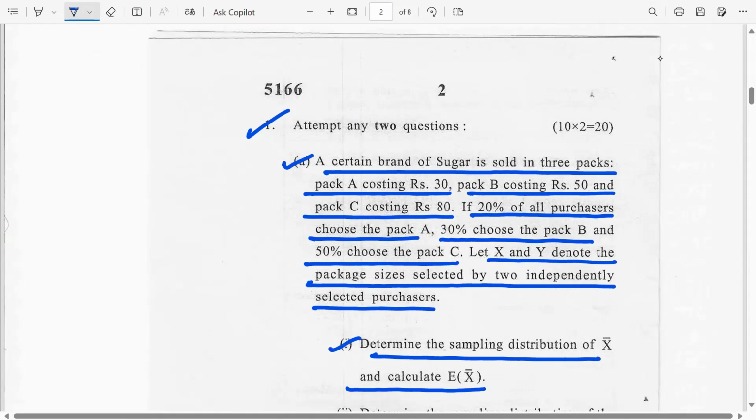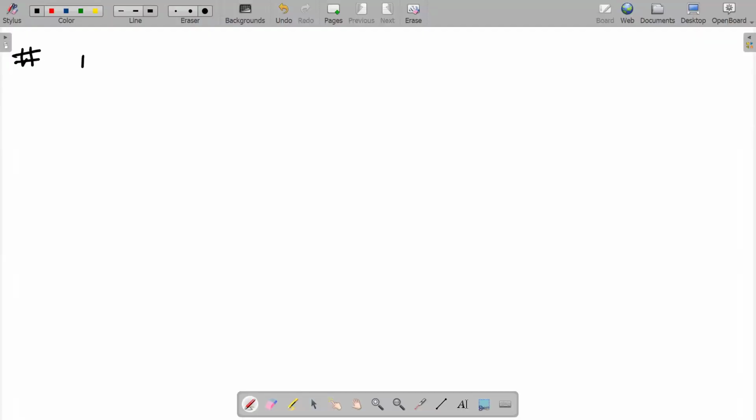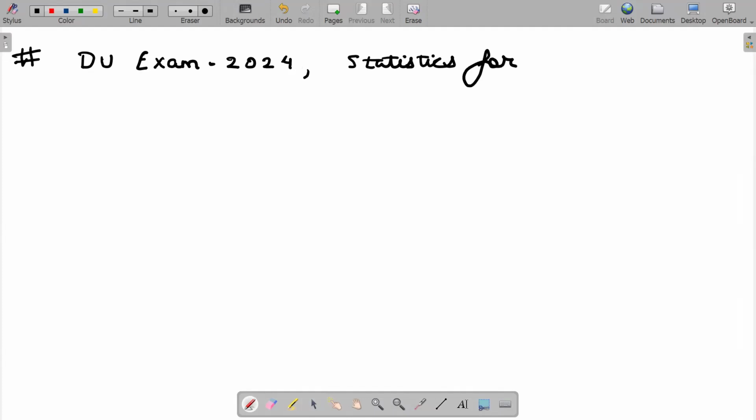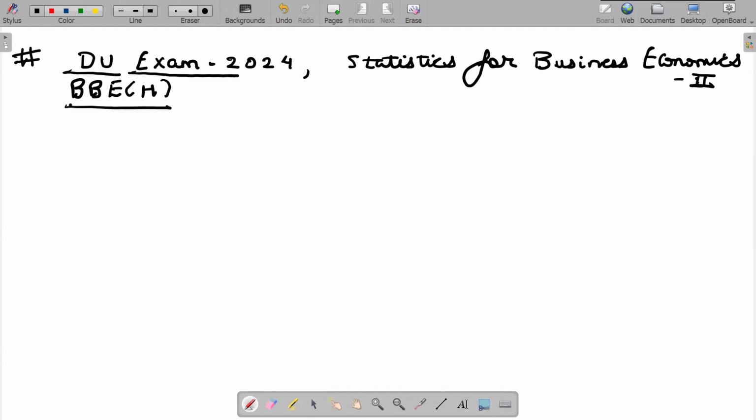So it's a question based on the sampling distribution, which I have covered in my module in the Statistics for Business Economics Part 2 course. First of all, let me quickly come to the whiteboard and write this information down for clarity. I am just writing the main heading for completeness. This is the Delhi University exam 2024. Name of the course is Statistics for Business Economics Part 2. This is recommended for students who are currently in semester 4 of BBE honors. Okay, so we are looking at question number 1, part A.